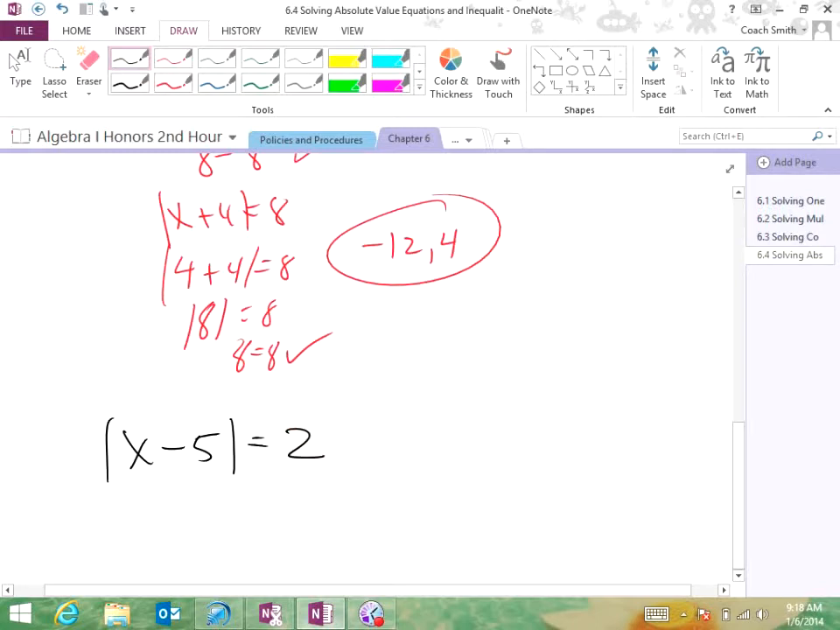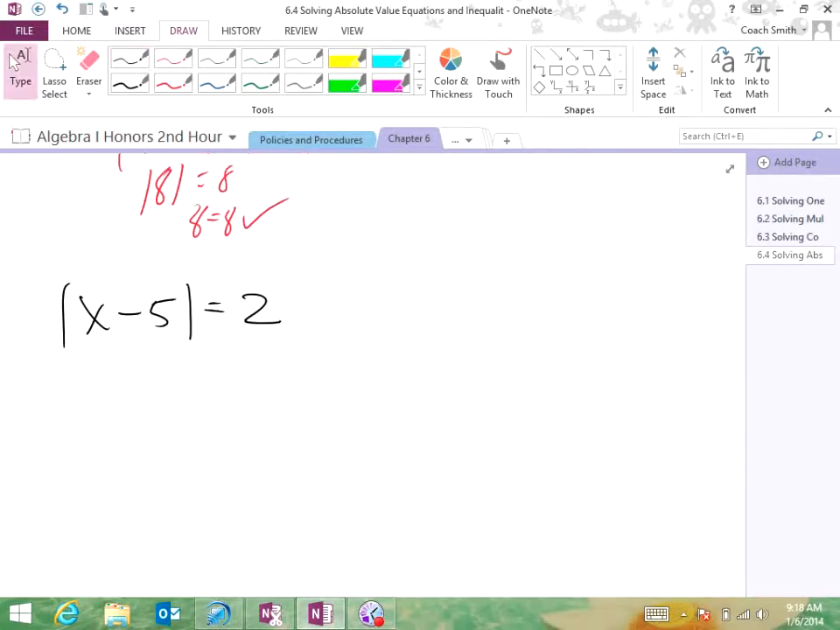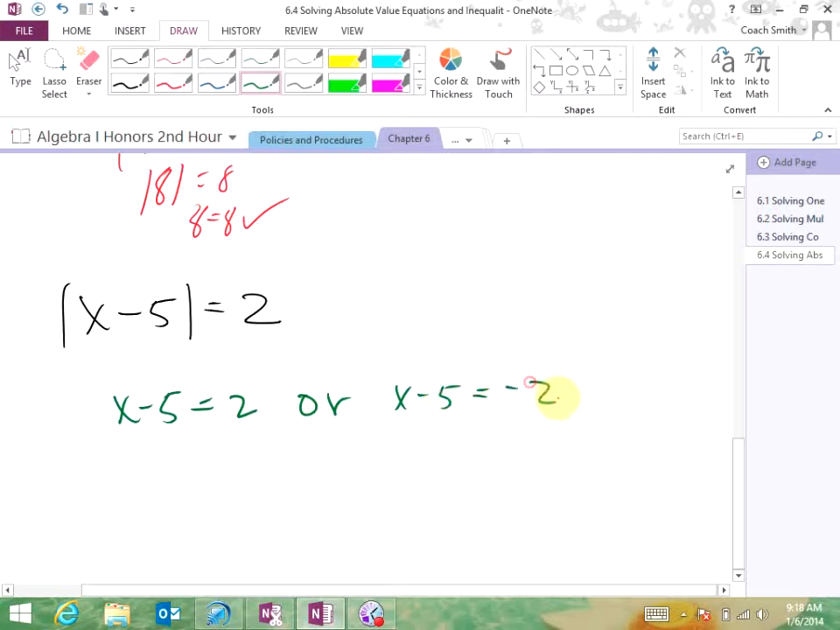X minus 5 is equal to 2. So the only thing you have to do is this. You simply take that problem and we say x minus 5 is equal to 2 or x minus 5 is equal to negative 2. Okay? Now, you have to solve them.